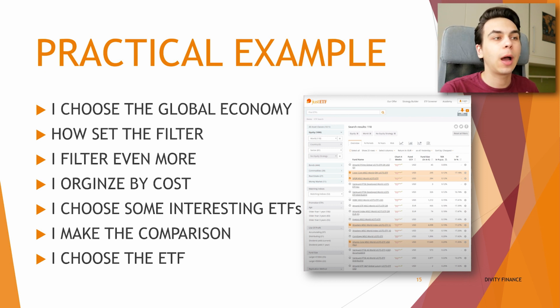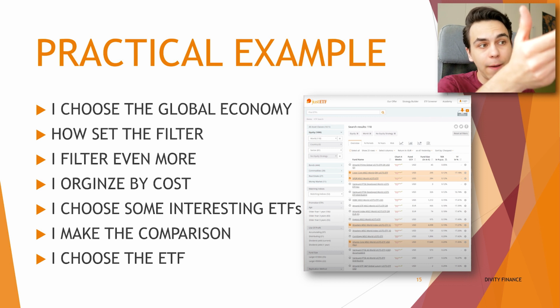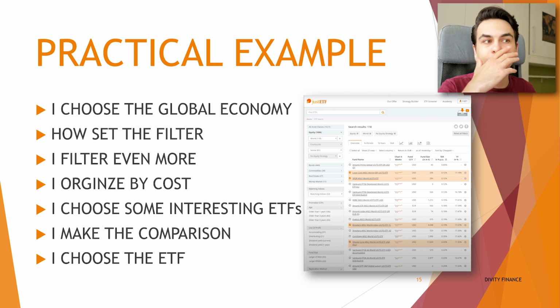Yes, I use the main filters, as I said before, no strategy. Then I filter more: older than 1 year, accumulating, larger than 100 million, and so on. Then I organize by cost, because that's kind of more important. So I want the cheapest ETFs. And then I choose some interesting ETFs. As you can see, I didn't choose the first four, simply because I want the best ones, and the best ones are not necessarily the first four.